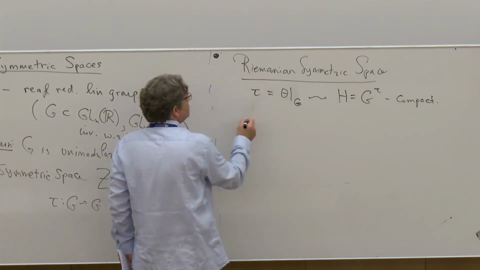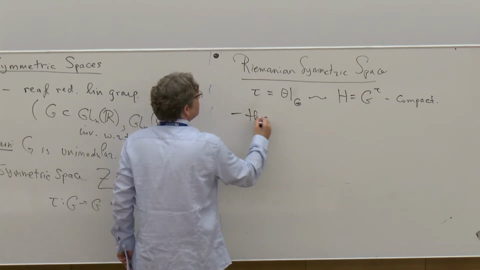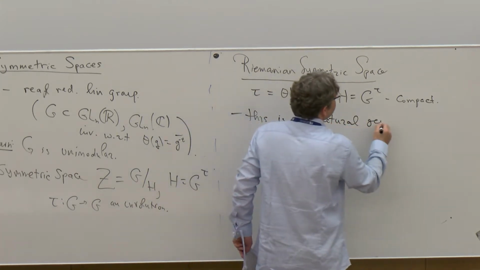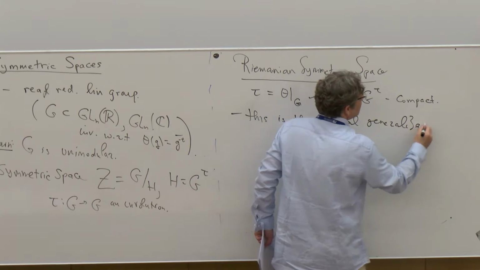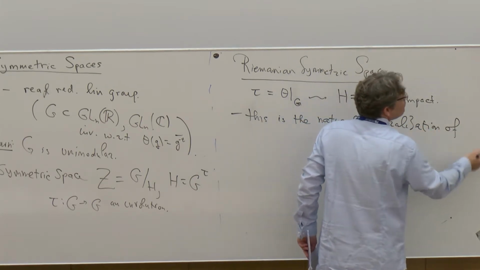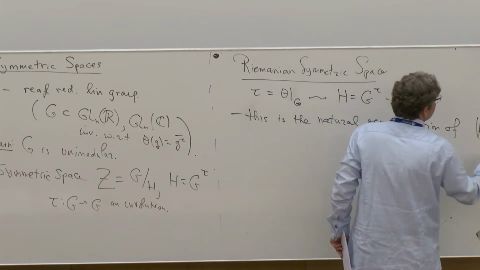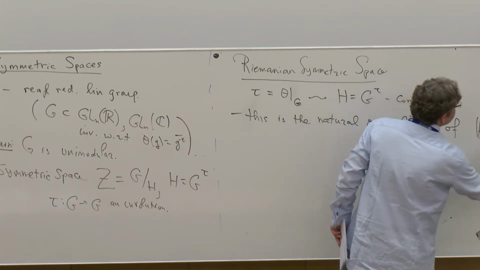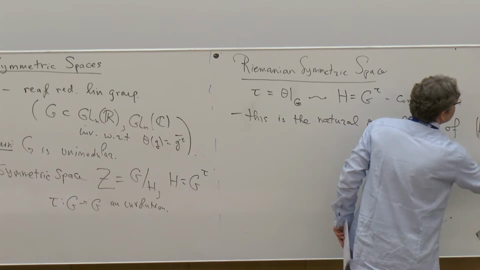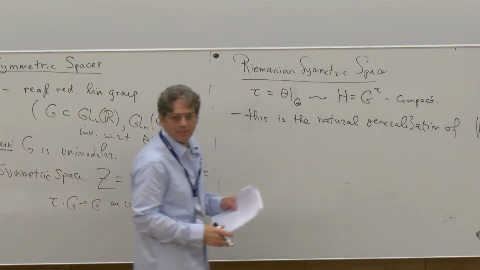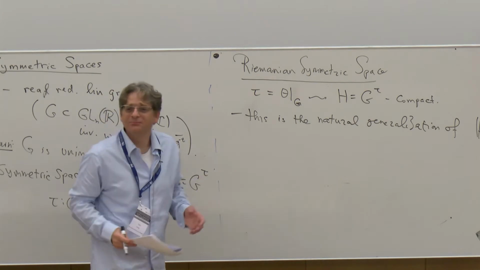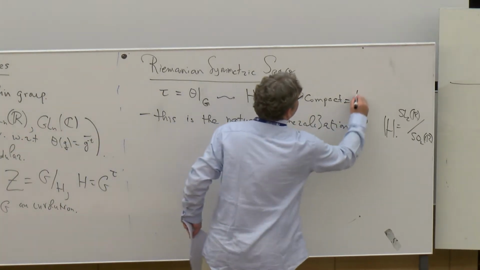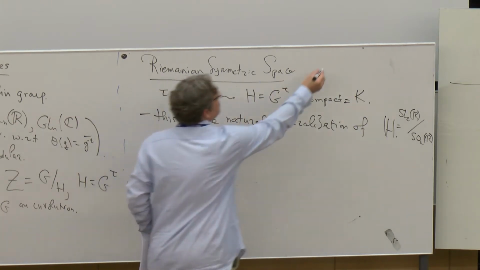So this is the natural generalization of the upper half plane. Yes, so if we take SL2R, or maybe PSL, and divide by SO2, then we get our upper half plane. What is the generalization? G mod K. Okay? So we call it K now. Okay, so these are the G mod Ks.